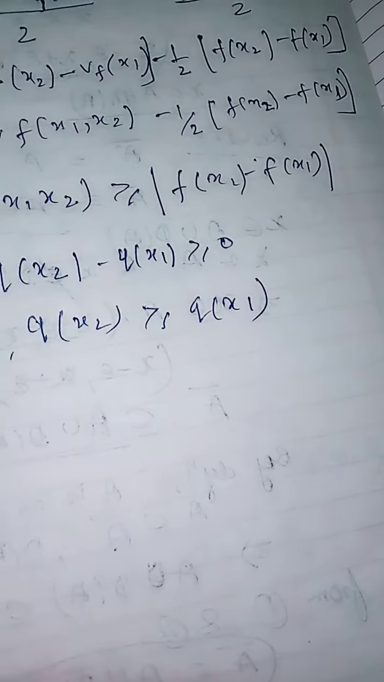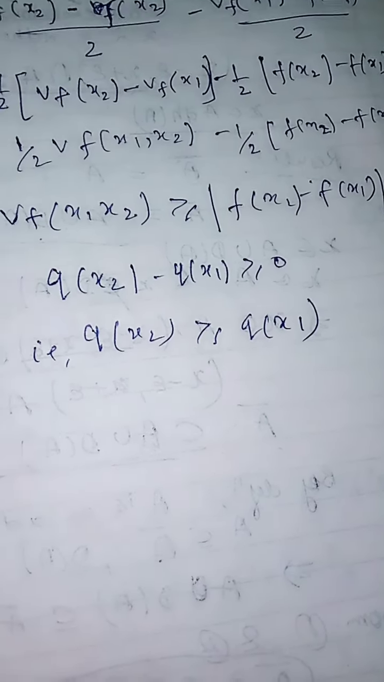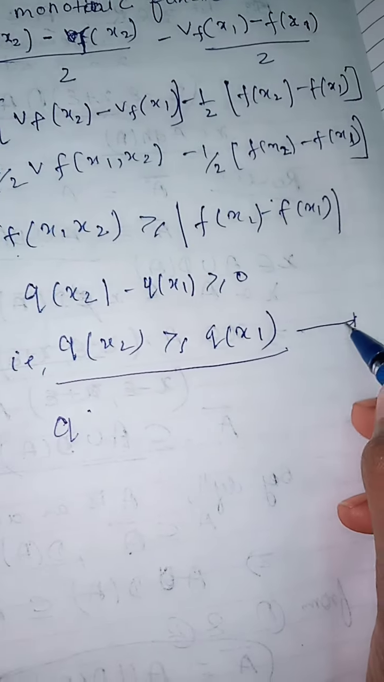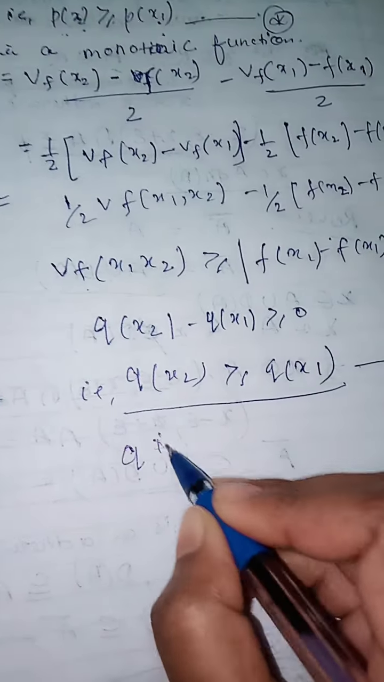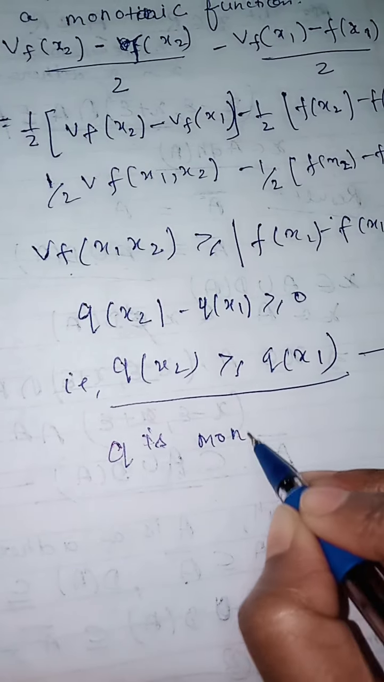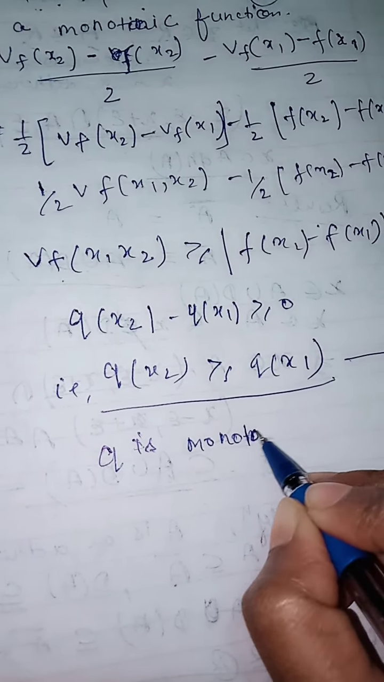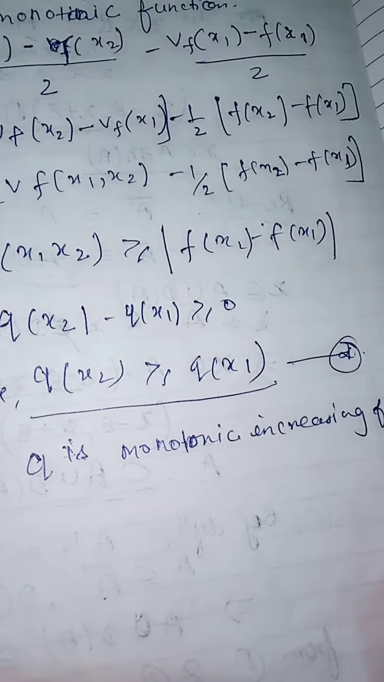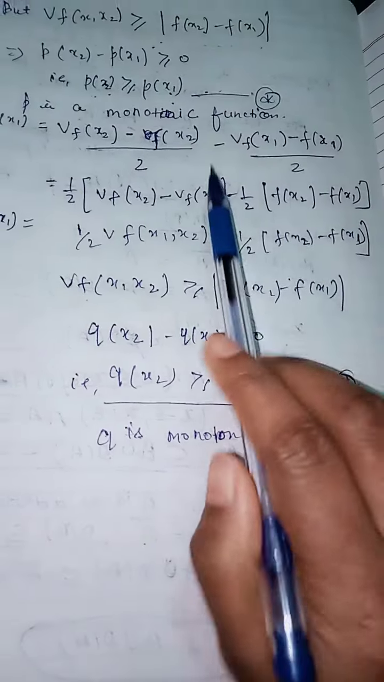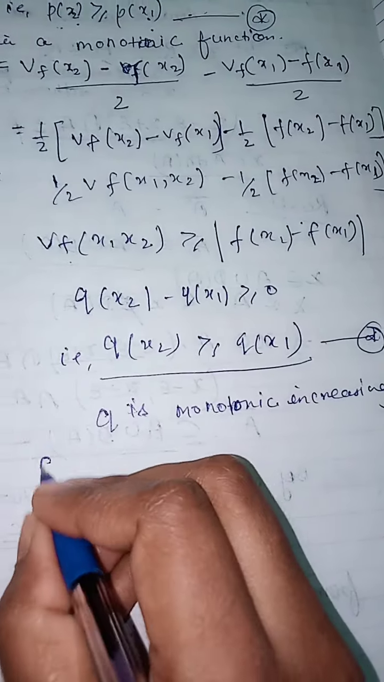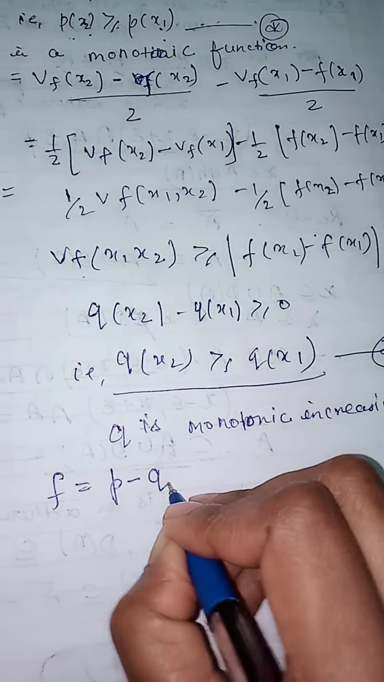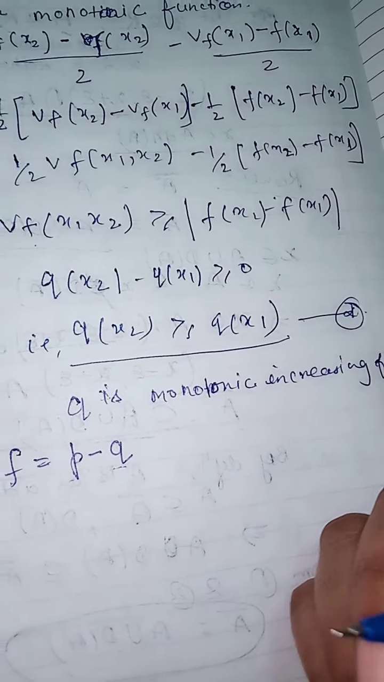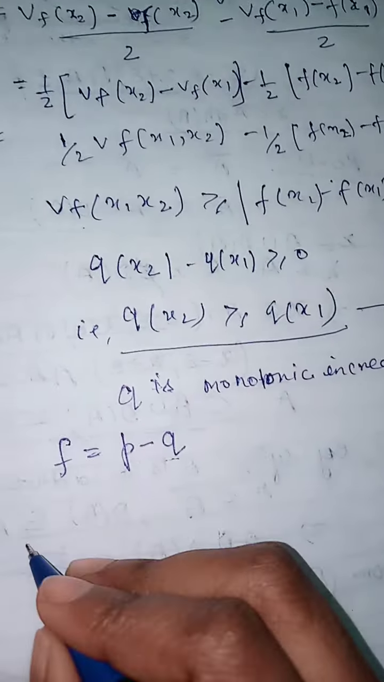And what we have to do next is, as we showed that q of x2 is greater than or equal to q of x1, this is our second star. So here we have got that q is a monotonic increasing function. So here q is a monotonic function and p is a monotonic function, and we can write the function as the difference of two monotonic increasing functions. We have to show this. Okay, so let's see how to show it.